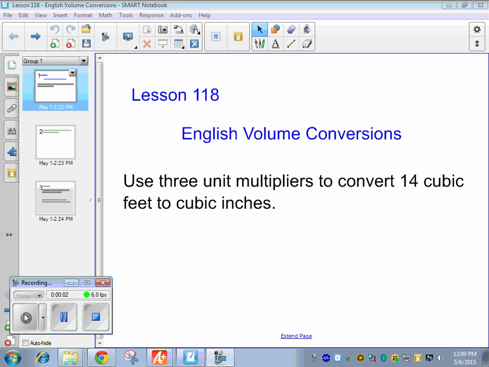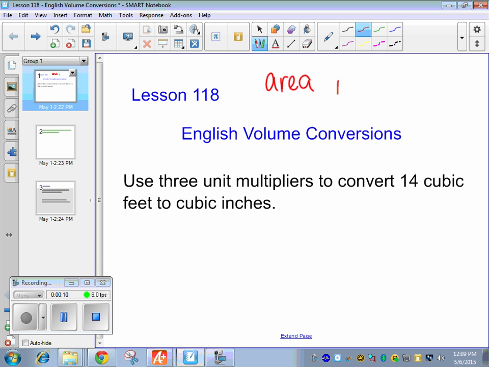Lesson 18, English volume conversions. So when we did area conversions, like if I had inches squared, whatever it was, and we were converting it to feet, how many unit multipliers did you have to use if we did area? 2. All right? So anytime you're doing area, you always use 2 unit multipliers per thing.